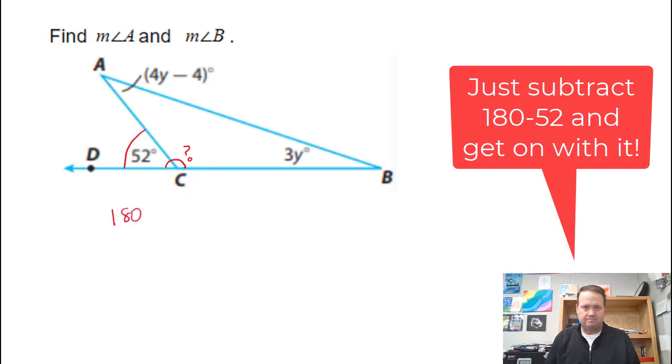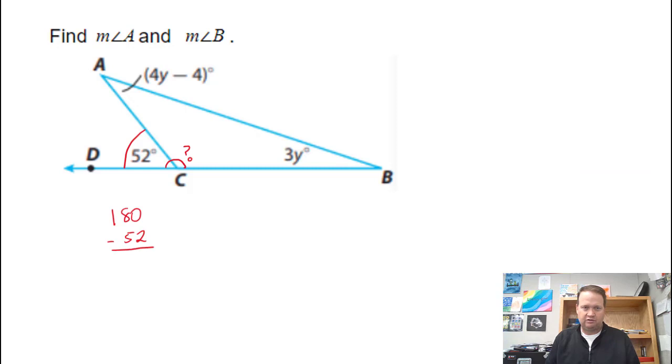So the first thing I'm going to do is subtract those. I'm going to take away 52 degrees from 180, and I'll borrow from that, and we get 128 degrees. So this missing angle here is 128 degrees, but that wasn't what we were asked to find. We need to find angle A and angle B, and you'll see that I've got these expressions. I've got 3y right there, and I've got 4y minus 4.